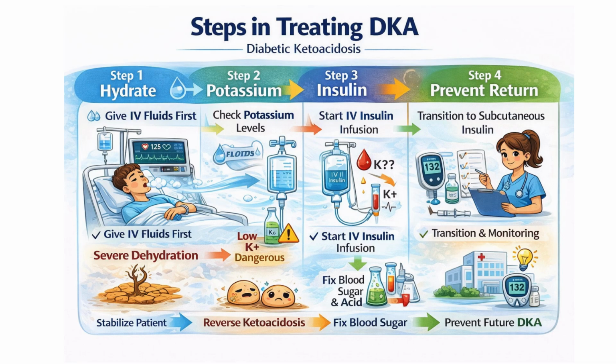At this point, the patient is slowly transitioned from intravenous insulin to regular insulin injections. This transition is done carefully to prevent the condition from returning. Once the patient is stable, education becomes very important. The patient is taught how to manage insulin, monitor blood sugar, and follow sick day rules. These steps help prevent diabetic ketoacidosis from happening again. This entire process works together to safely correct diabetic ketoacidosis and protect the patient's life.